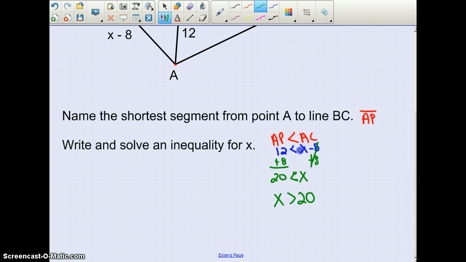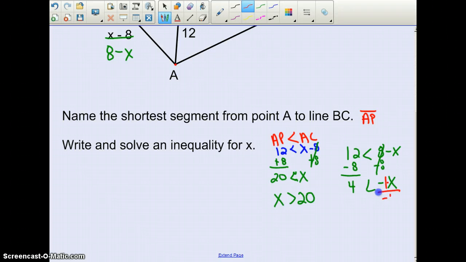Quick reminder, if that segment would have been 8 minus x, I still would have set it up the same way, as 12 is less than 8 minus x. So let's rewrite. 12 is less than 8 minus x, and then I would have to subtract the 8 to solve in that situation, which would have gave me 4 is less than, that would have added out. Now I would have had negative x sitting right here. Well, that's negative 1 times x, so the opposite would be to divide by that negative 1. And if you remember, any time that we multiply or divide by a negative 1, that sign is going to flip directions. So now it's going to flip the other direction.